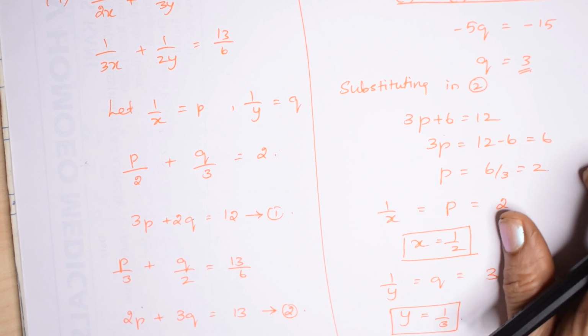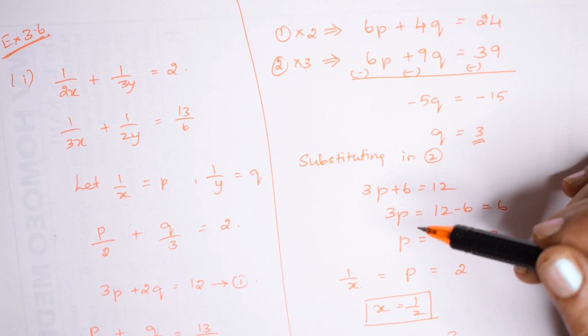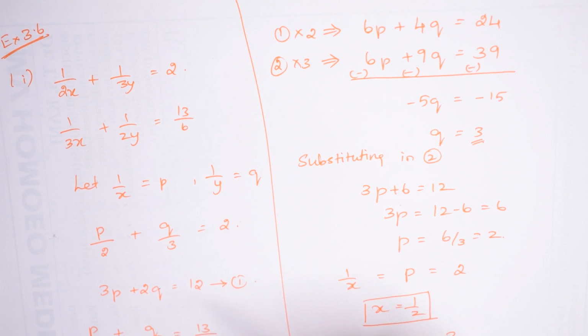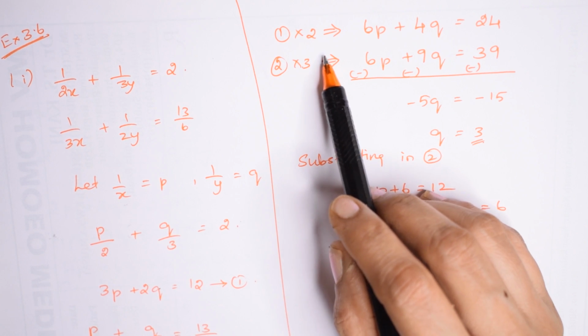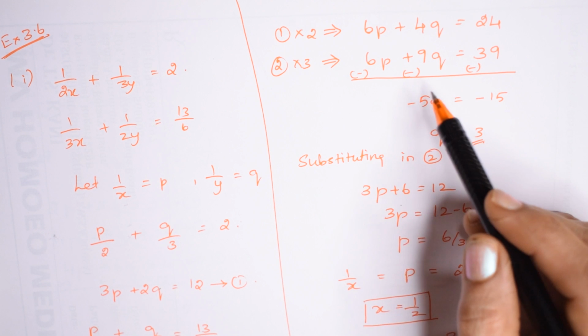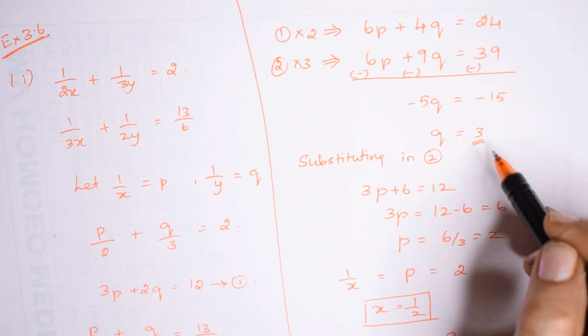Now we are going to use any method. Any method you can use. We use the elimination method the most, and this equation seems to be simple also. So I am continuing with the elimination method. I find that for 2q and 3q the LCM is 6, and for 3p and 2p also 6. So I multiply the first equation with 2 and the second equation with 3, and I get these products. Then when I simplify and subtract, I get minus 5q is equal to minus 15, and so q is equal to 3.